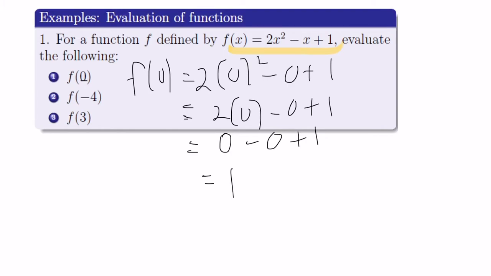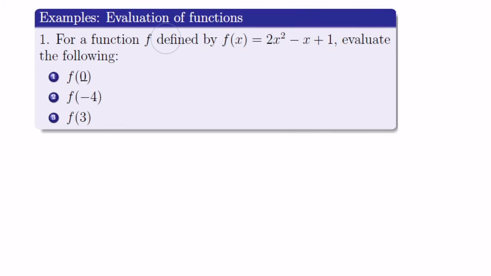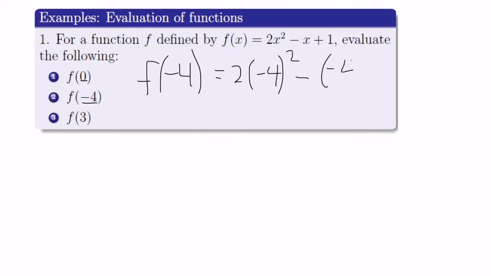Next, erase this. Next, f at negative 4. So substitute 2 times negative 4 square minus negative 4 plus 1. What is negative 4 square? Take note, negative is inside the parentheses. So negative 4 square is positive 16.